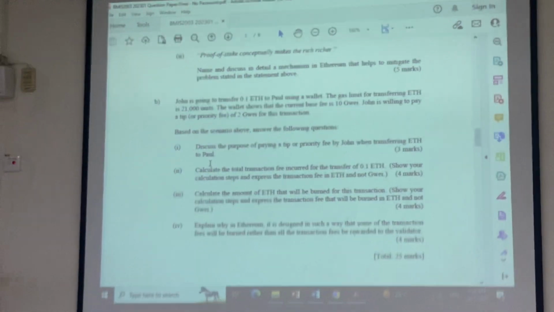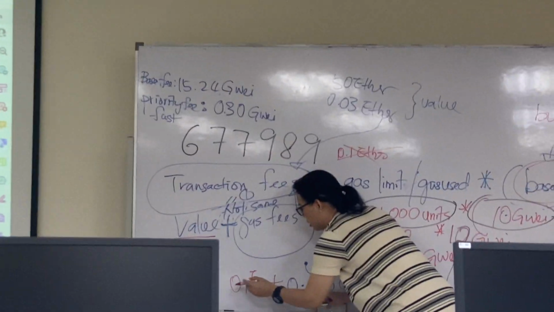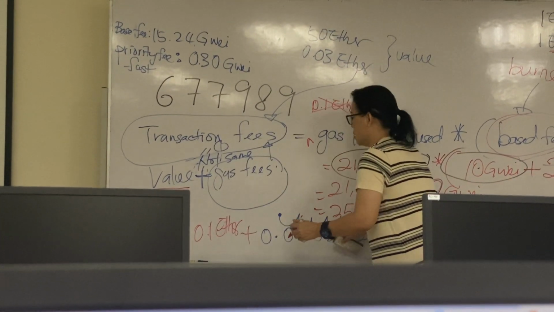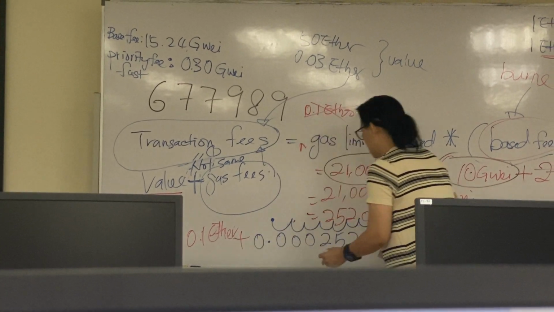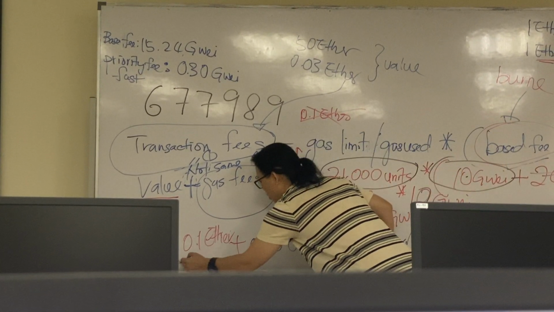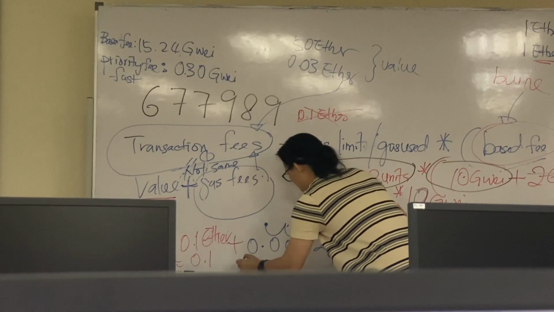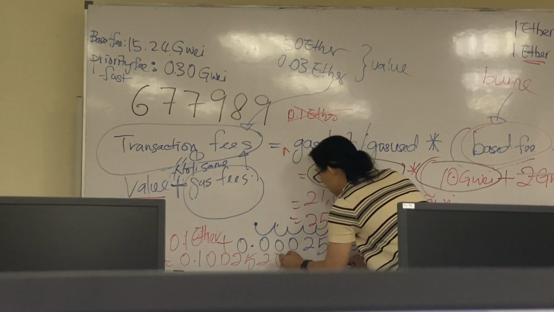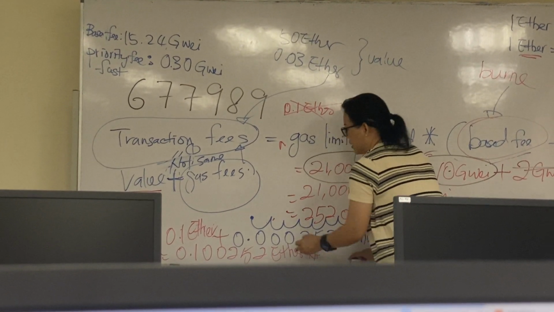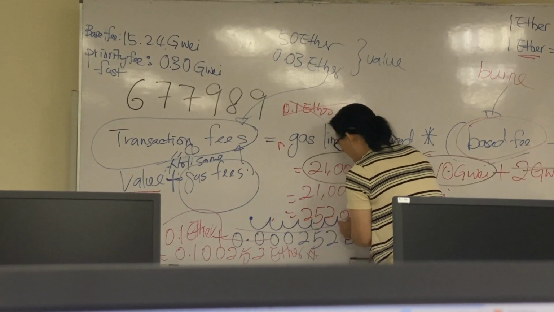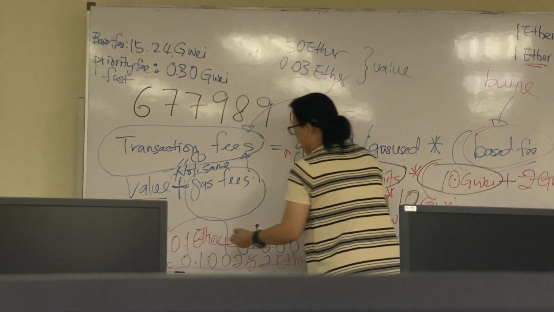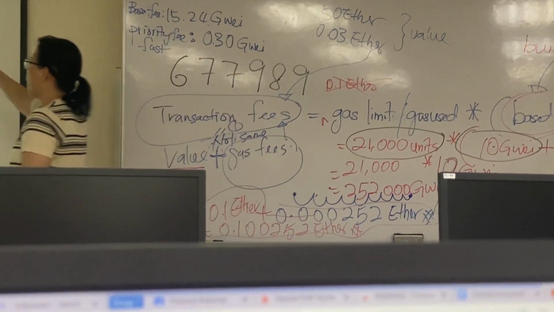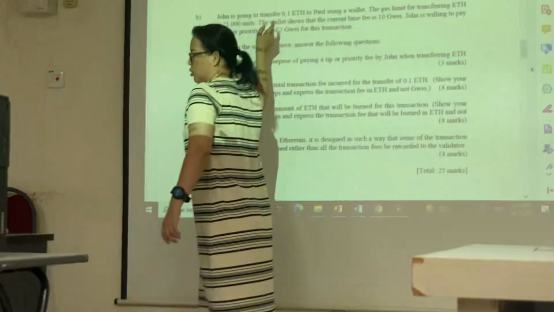So in this case, I will start with my 0.1 ether, 0.1 ether in this example. In this case, I will go and minus, so my answer is 0.100252 ether. If I say that the total amount of money that will be deducted from your wallet, in this case you need to add up this ether that you are transferring.